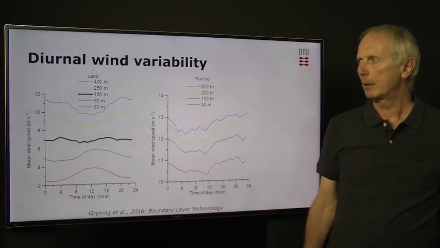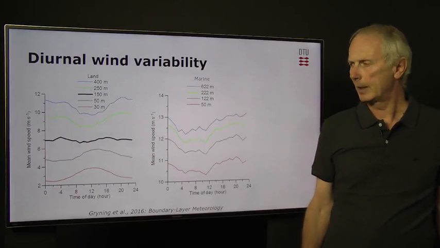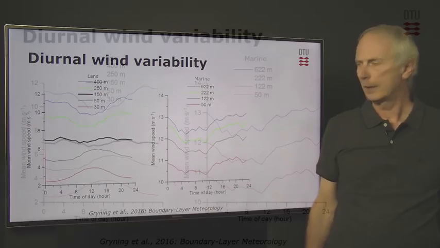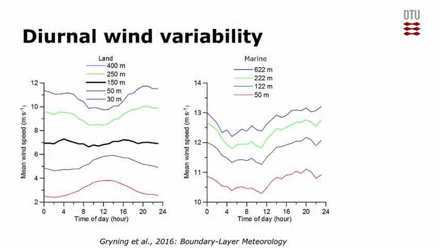So this is an example of how the wind changes during the day and as a function of height. Here we have land conditions, and you can see that in this case at 30 meters we have, as we explained before, low wind speeds during the night. It increases during the day because you have the convection that starts, you have the efficient mixing of the energy from above, and then during the night it decreases again.